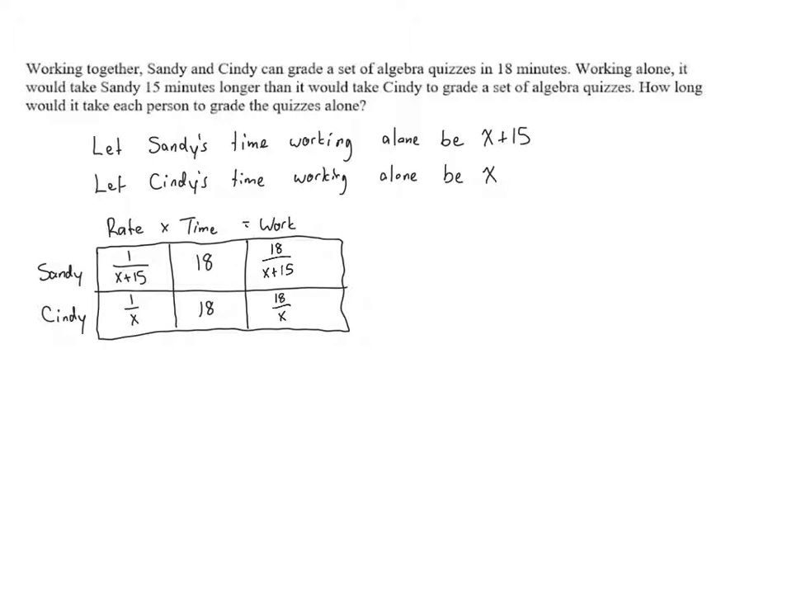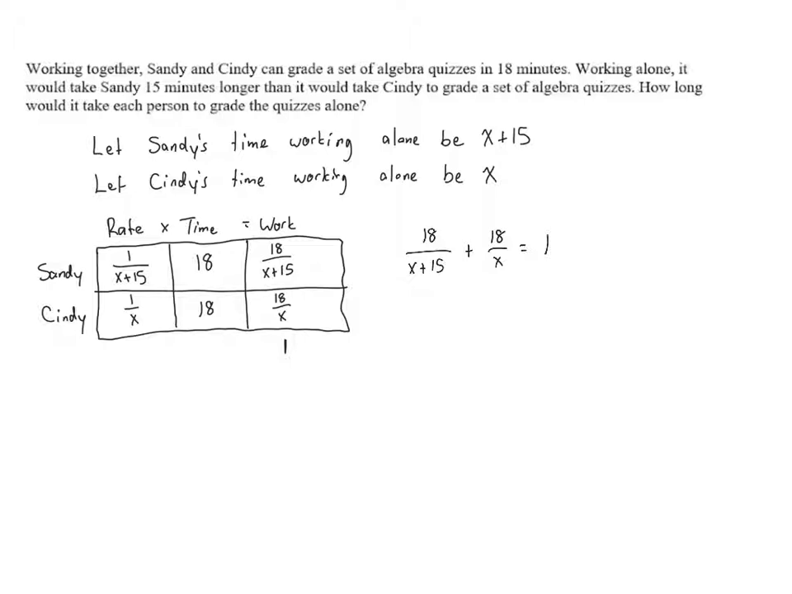Now, we've set up our table. We now need to write an equation that models the situation. And in total, the total work they're doing is going to be 1, because together they're grading one set of quizzes. So that means the work Sandy does, 18 over X plus 15, plus the work Cindy does, 18 over X, equals a total amount of work of 1.